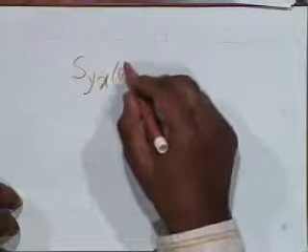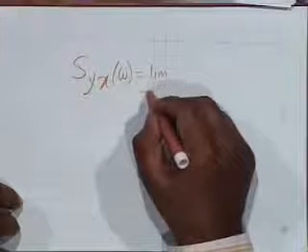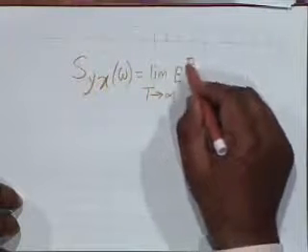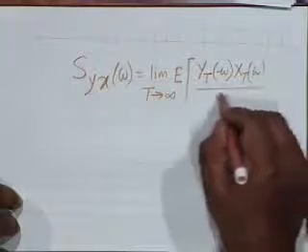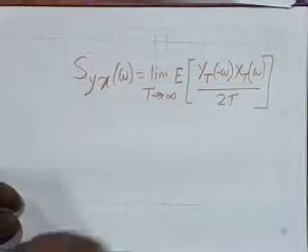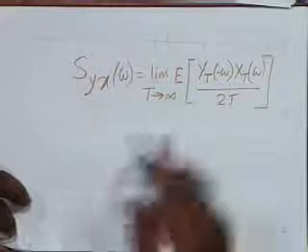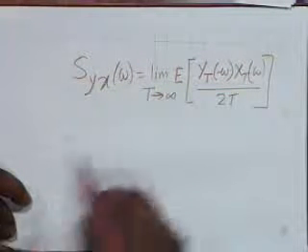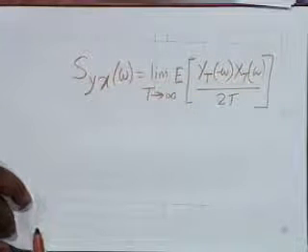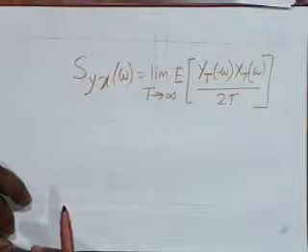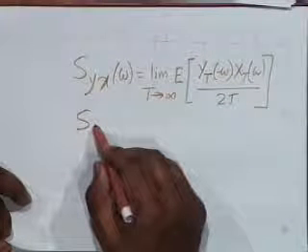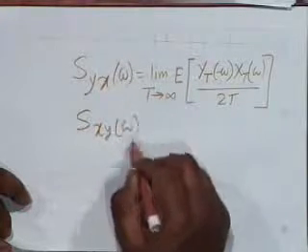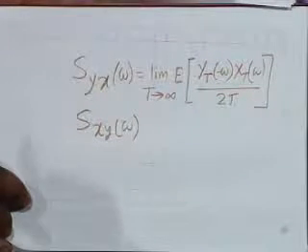Now, therefore, cross spectral density S yx of omega is the limit as T tends to infinity of the expected value of Y_T star of omega X_T of omega over 2T. The 2T you can take just inside the limit. Well, this is the way it is written, expected value either in the numerator or denominator. You notice that S yx of omega and S xy of omega are not necessarily equal.